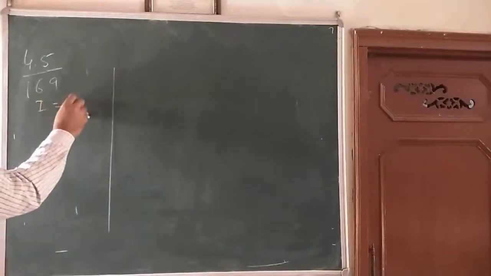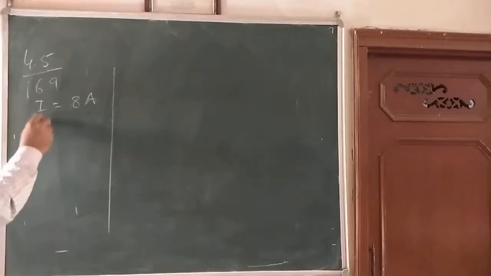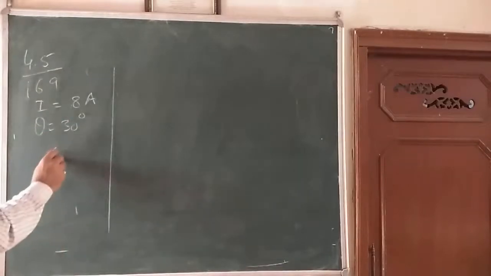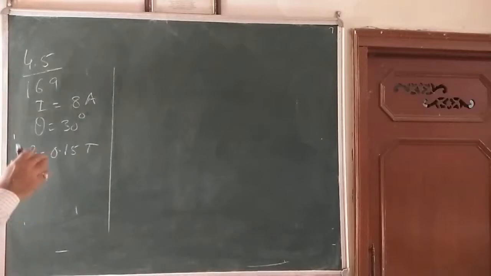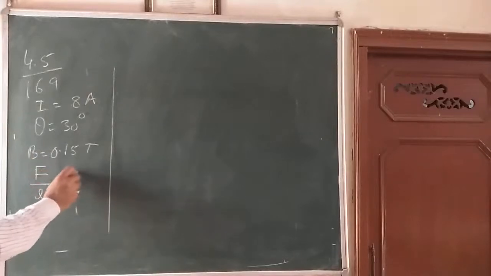Current given, children: a current of 8 ampere, making an angle theta of 30 degree with the direction of a uniform magnetic field of 0.15 Tesla. This is the question. It asks the magnitude of magnetic force per unit length, F by L.